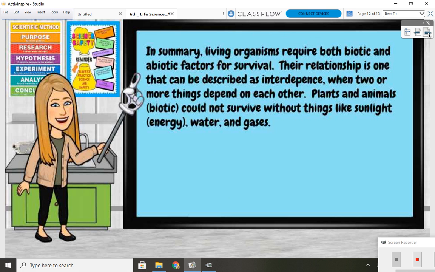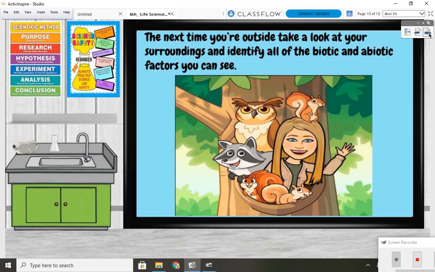So, in summary, living organisms require both biotic and abiotic factors for survival. Their relationship is one that can be described as interdependence, when two or more things depend on each other. Plants and animals, which are the biotic factors, could not survive without things like sunlight, which is energy, water, and grass, and those things are abiotic factors. The next time you're outside, take a look at your surroundings and identify all of the biotic and abiotic factors that you can see.